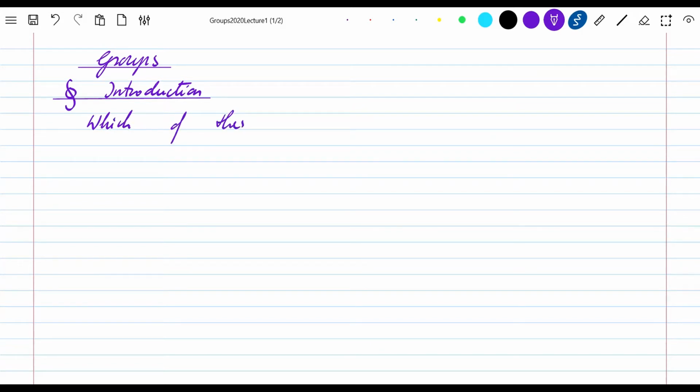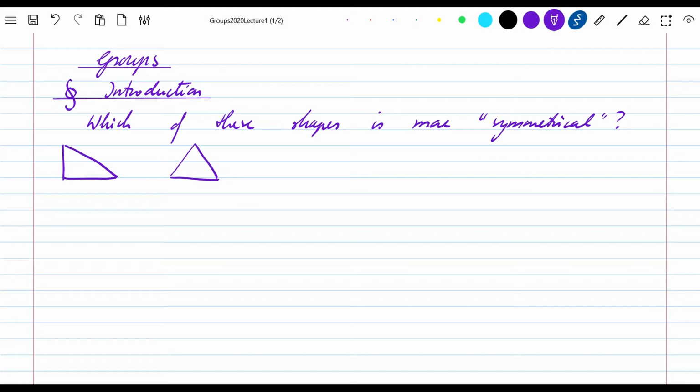In particular, which of these shapes that I'm about to draw is more symmetrical? For whatever more symmetrical might mean to you. Okay, so my two shapes are a triangle with just some arbitrary angles and what's supposed to be an equilateral triangle. Okay, so I think we can all agree that for whatever definition of symmetry we're going to use, the equilateral triangle is going to be considered more symmetric.